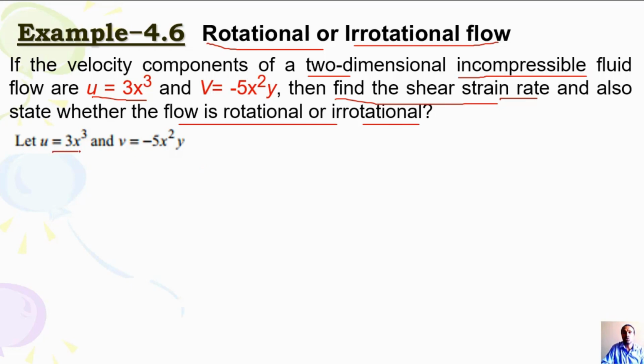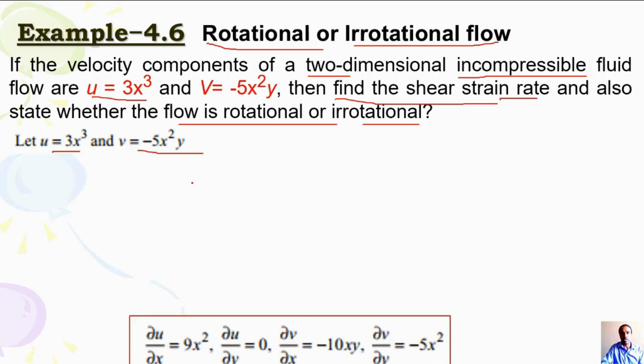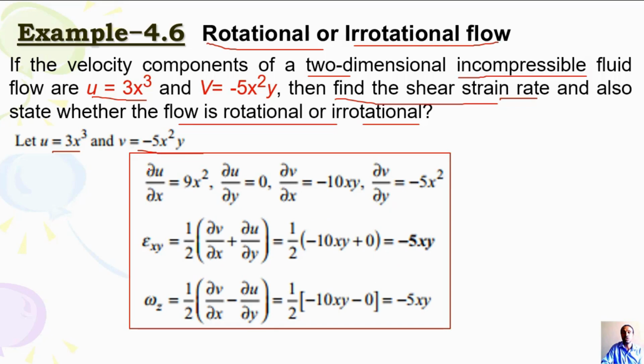So let u be 3x cubed and v be minus 5x squared y, then you have to differentiate. Del u with respect to del x: you bring this down, 3 times 3, 9x squared. Del u with respect to y, 0. Del v with respect to del x is minus 10xy. Then del v with respect to y, again, minus 5x squared, where y is the variable and x squared is a constant.